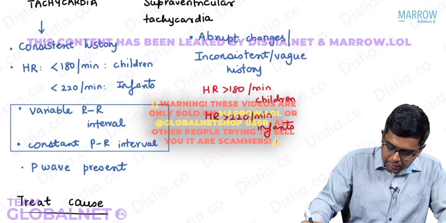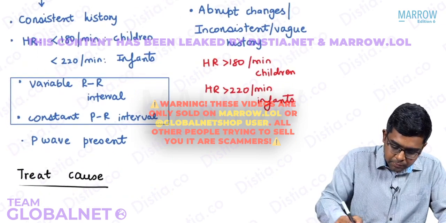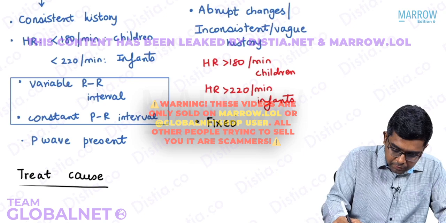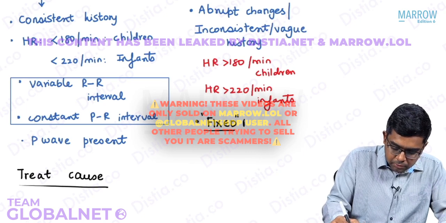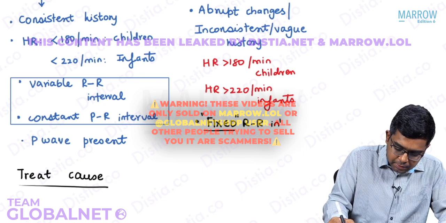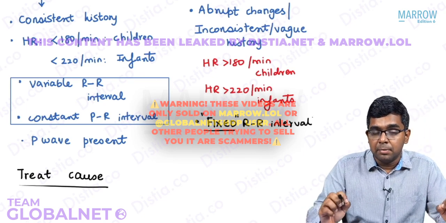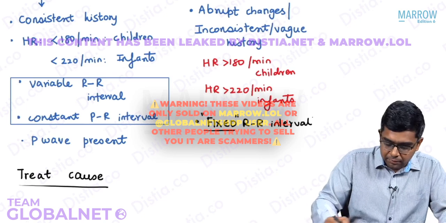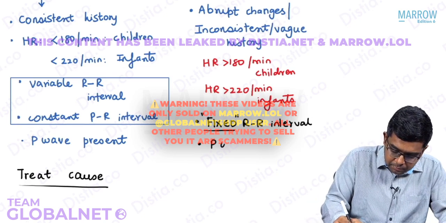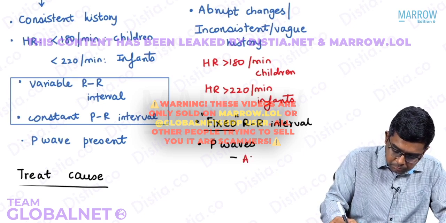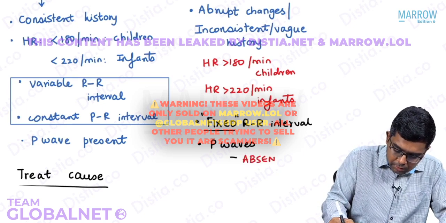And the characteristic ECG findings include, very important, fixed RR interval, very important. Please note, for sinus tachycardia, I have told you that it's a variable RR interval, but in PSVT it's a fixed RR interval. And P waves are either absent or they are abnormal.